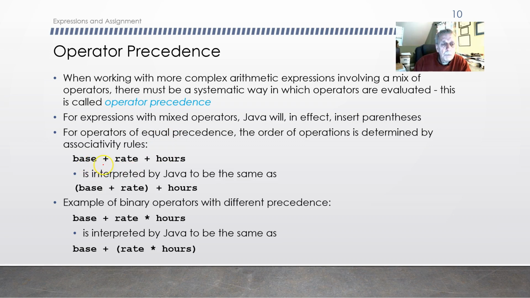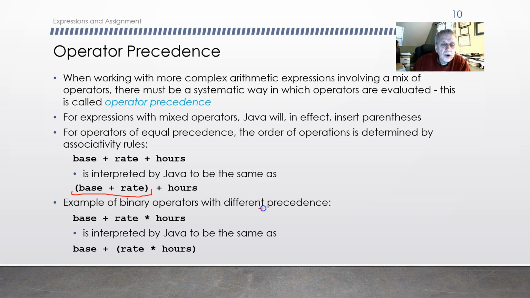We have base plus rate plus hours. So it doesn't matter really how we evaluate this when we're doing addition. So what happens is Java can be thought of as interpreting this by saying, well, let's take these first two things, group them together, do the addition, then we'll add the next thing. So it kind of implicitly is inserting parentheses.